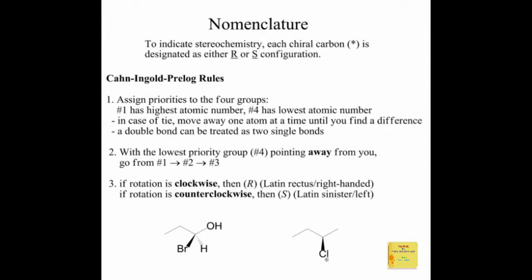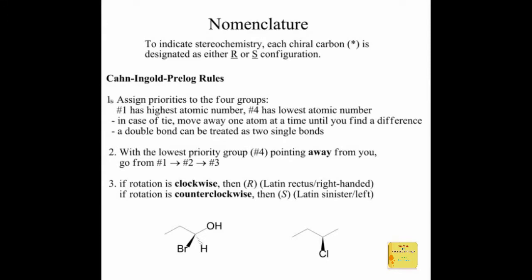For every chiral carbon that we find, so every tetrahedral carbon with 4 unique groups on it, we're going to name that as either an R or an S configuration. So let's talk about the rules on how to determine whether it's R or S, and then we can look at several examples. These are known as the Cahn-Ingold-Prelog rules.